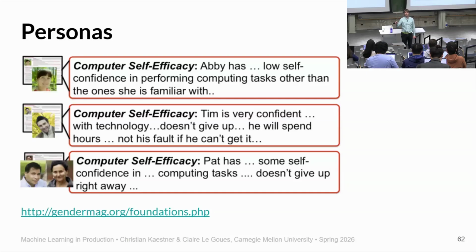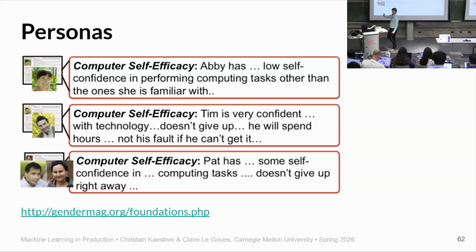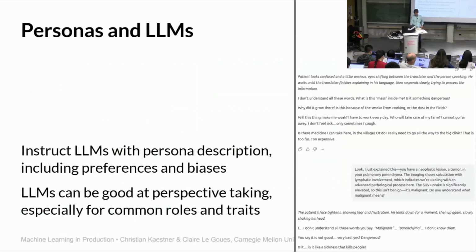Pat wouldn't click around here, right? That's not how she works. I might mix up the personas. Abby would give up immediately when they see the screen, right? There's no documentation here. So it helps to think from somebody else's perspective.